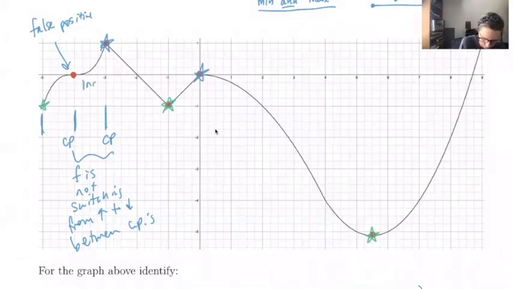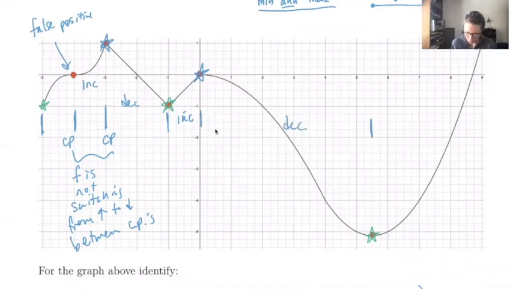So here we can see between -3 and -1, the function is always decreasing. Between -1 and 0, the function is always increasing. Between 0 and 5.5, the function is always decreasing. And then from 5.5 to 9, the function is increasing. But that's the big idea, is that in between two consecutive critical points, your function can't turn around, because if it did turn around, you'd have another critical point.